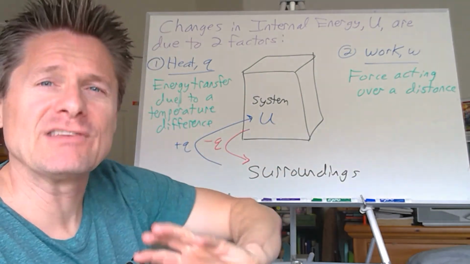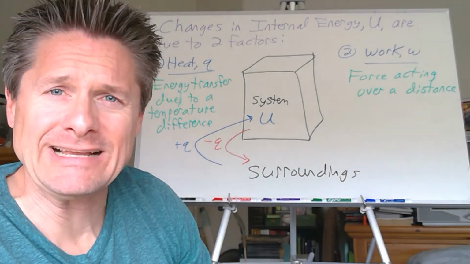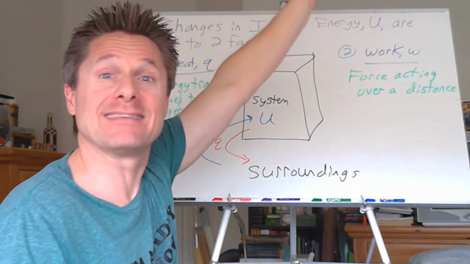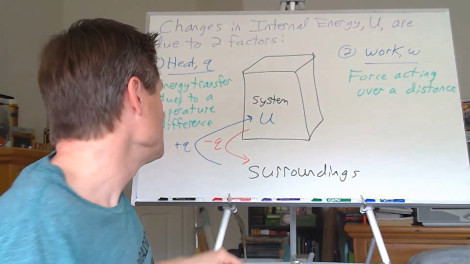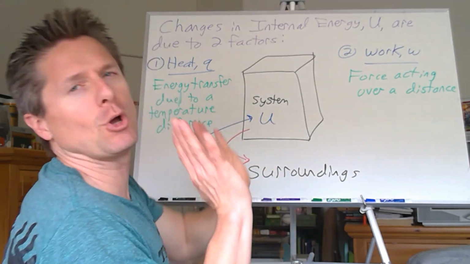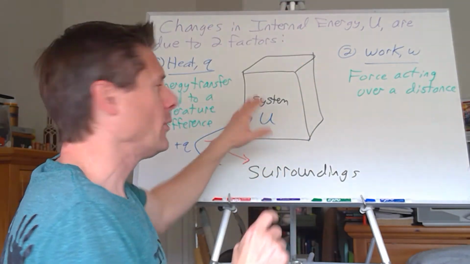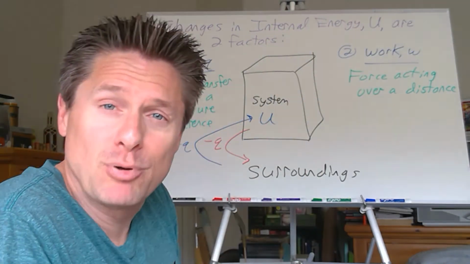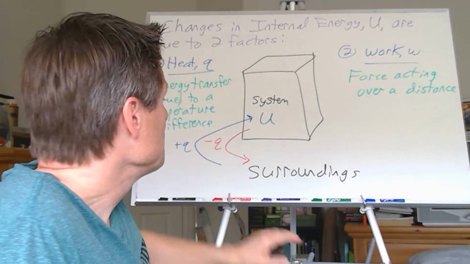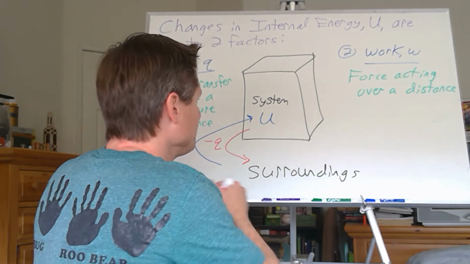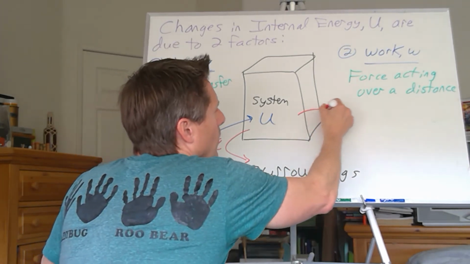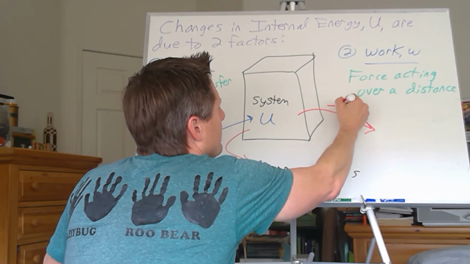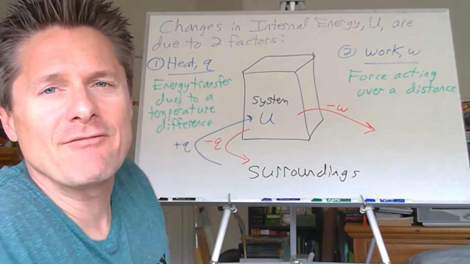And in a like way, look at work. If the system does work on the surroundings, usually like a gas is created and expands against the surrounding atmosphere, it's pushing against it. Well, the system's losing energy because it's pushing against the surrounding atmosphere. So in that scenario, if the system's doing work on the surroundings, we've got to have a negative sign there.